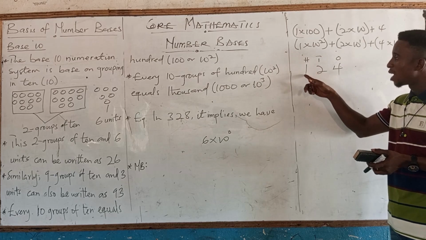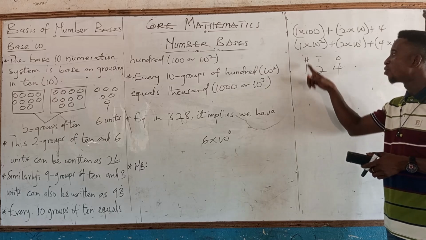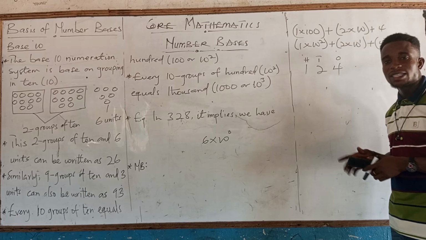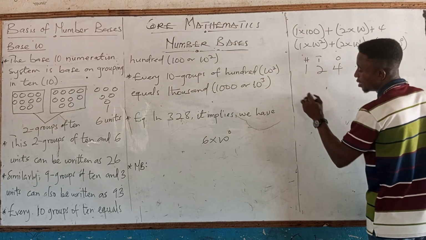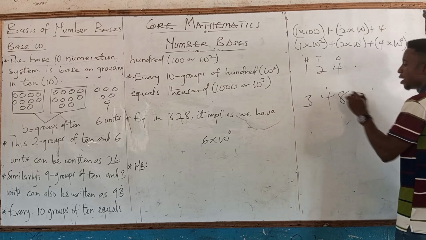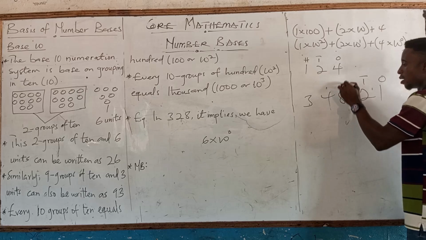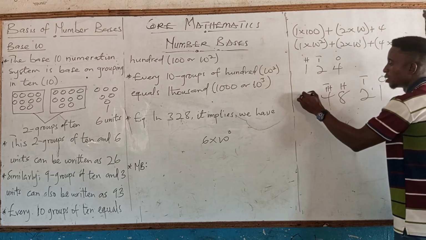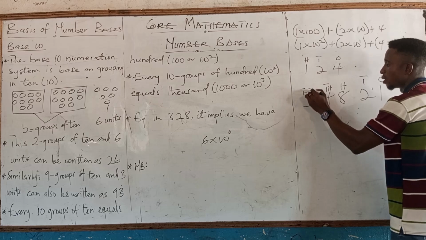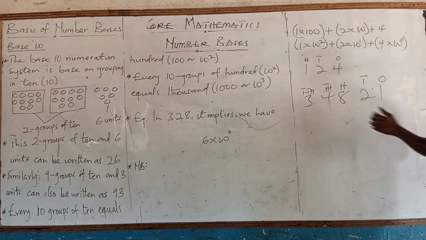And also this one is also in what? Grouping of what? The 100. Meaning we have one group of what? 100. Are we getting that? So in case we have something like this, let's see this. 3, 4, 8, 2, 1. We have ones, tens, hundreds, thousands, then what? Tens of what? Thousands. Tens of thousands. So check something here.